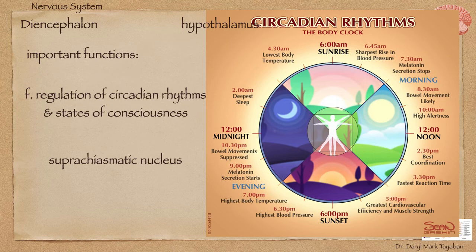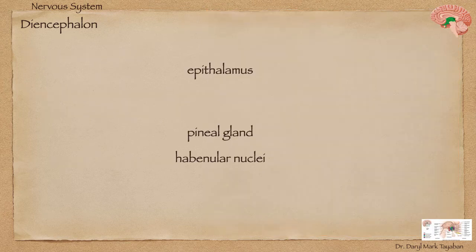Also, the hypothalamus is responsible for the regulation of the circadian rhythm and states of consciousness. In front of you is a picture of the circadian rhythm. The one I placed is the suprachiasmatic nucleus of the hypothalamus. It actually serves as the body's internal biological clock because it's the main part responsible for the circadian rhythm, or the daily rhythm.